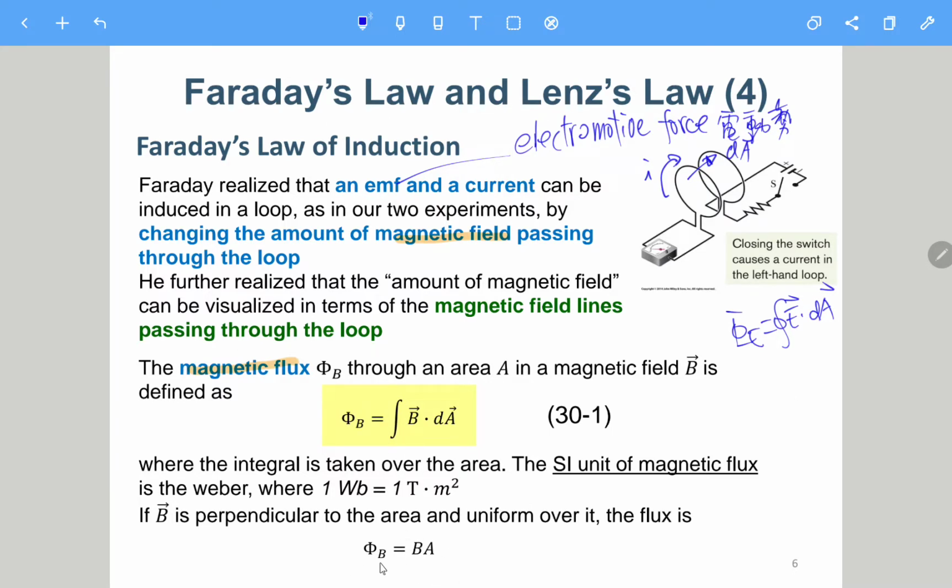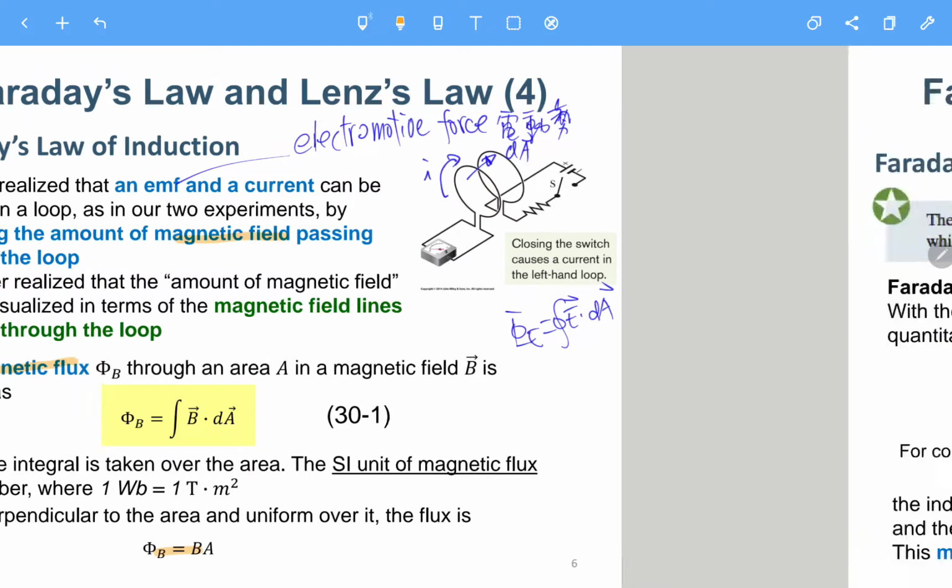In high school, you probably learned this expression rather than the surface integral, because at that time you shouldn't have learned the surface integral, but the physics teacher should have taught this one. Okay, so this is the magnetic flux.